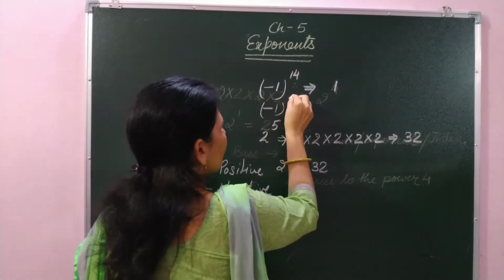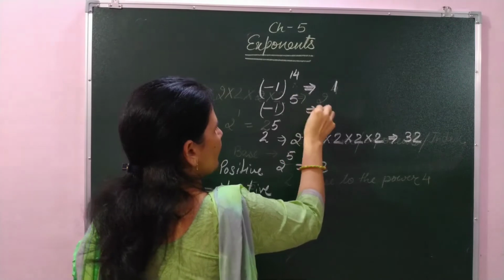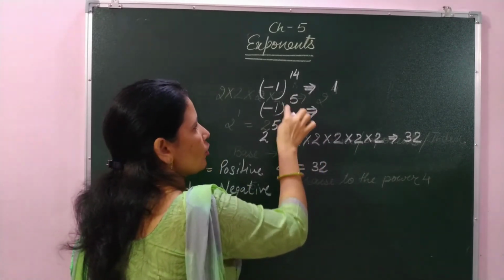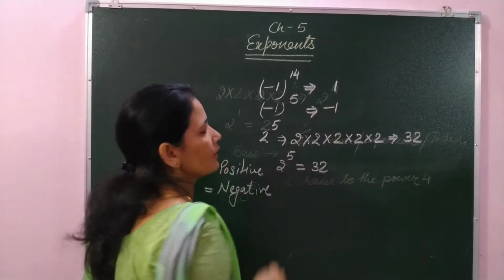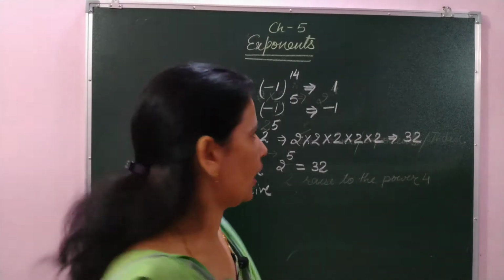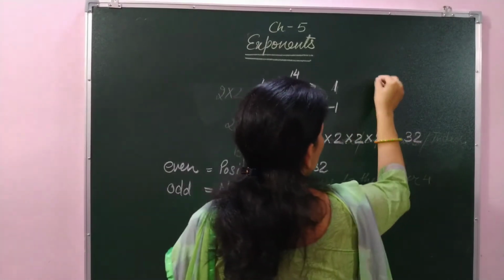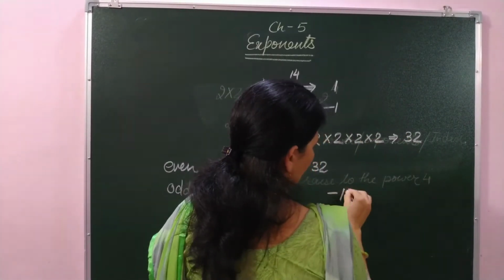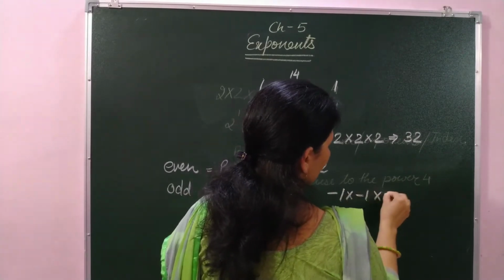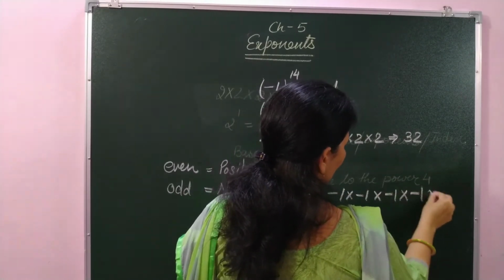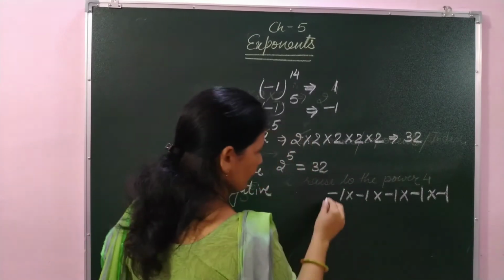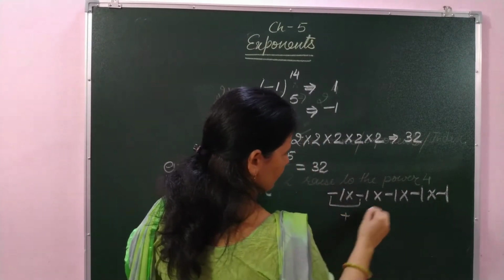If the power is 5, we observe that it is an odd number, so the answer will be negative, minus 1. How? Let's see. Minus 1 multiplied by minus 1 multiplied by minus 1, 5 times we have to write. Okay, I have written 5 times. Minus times minus is plus.